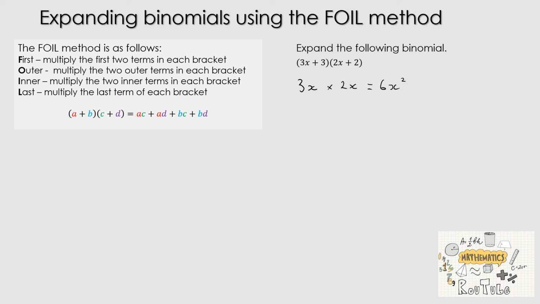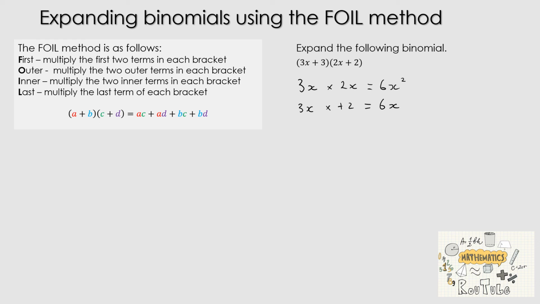The next one, the outer. Okay, so multiply the two outer terms. So the outer terms are the two ones on the outside. Okay, so now we've got 3x multiplied by positive 2. So now we should have 3 times 2, which is 6, and we've got x. Okay, it's important 6x squared and 6x are not like terms. Okay, hopefully you can identify that as well.